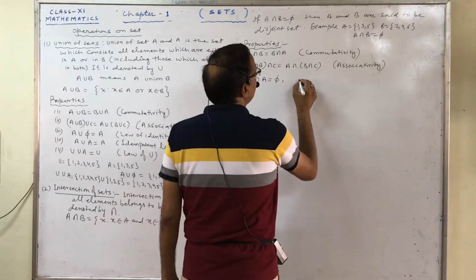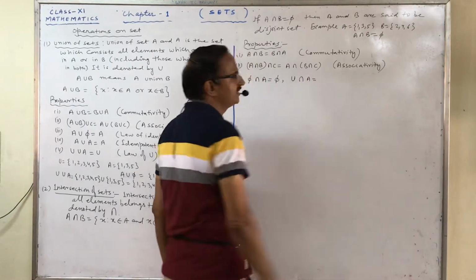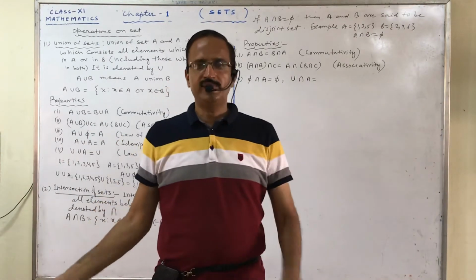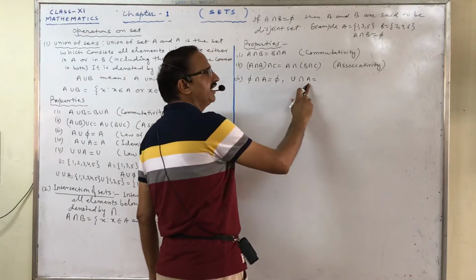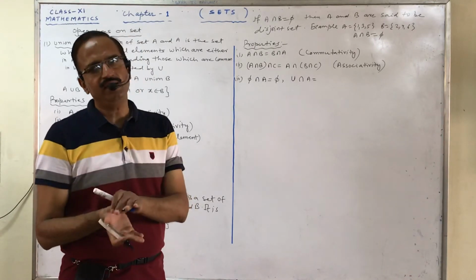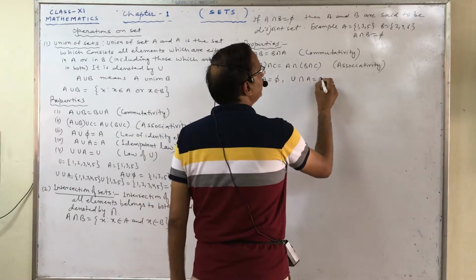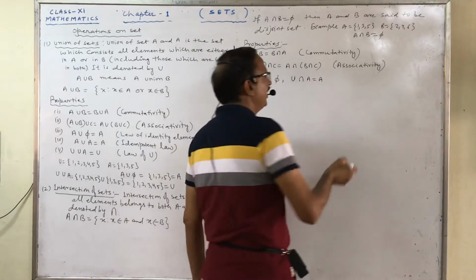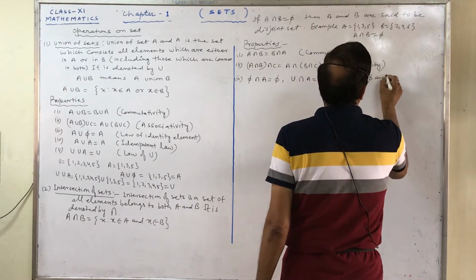And intersection of universal set and set A. Universal set is the set which contains all the elements of set A. It means what is common? The elements of set A. They are common in universal set and A. So intersection of universal set and A is A. These are called law of phi and U.